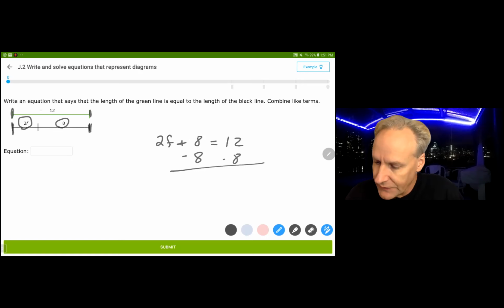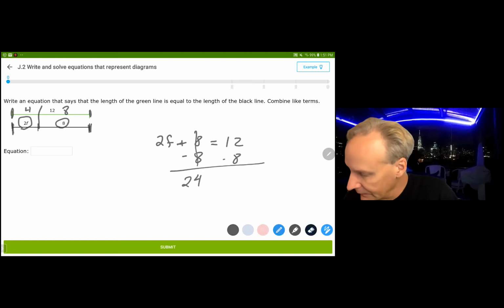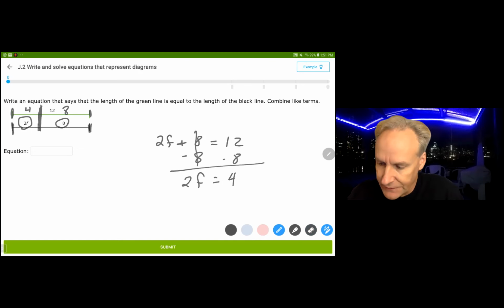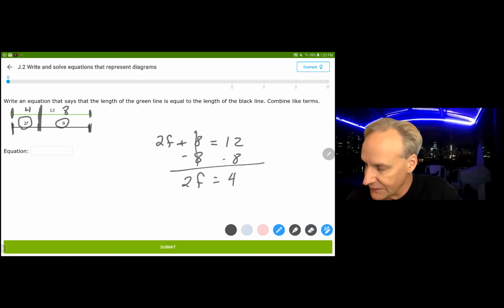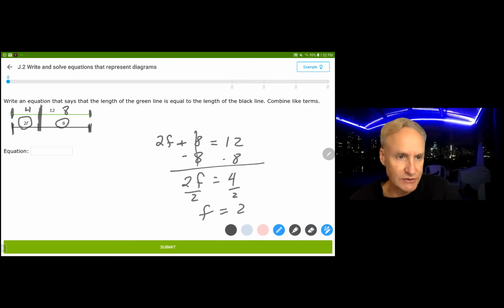And physically, what we've done is said, well, if we know this part is 8 and we take 8 away from here, we're going to have 4 left, and that's going to be equivalent to the 2f. And hopefully you can see that the 2f is equal to 4 here. And in order to figure out what each f represents, you have to divide by 2, of course. And f is equal to 2, whatever, meters, feet, whatever they happen to be measuring here.